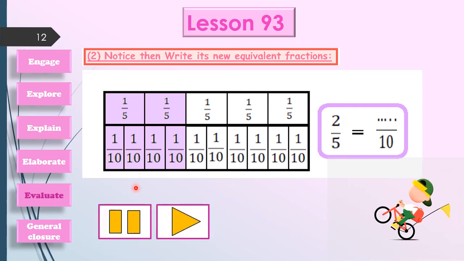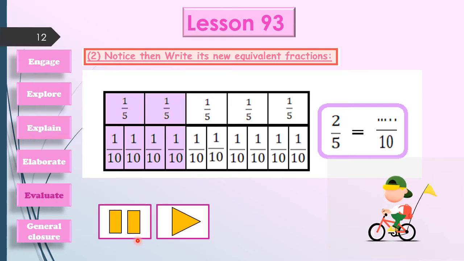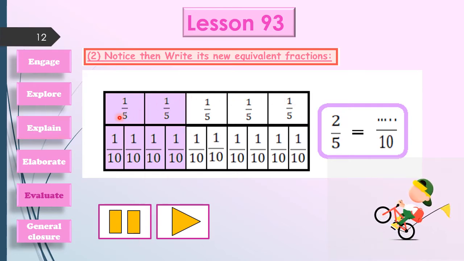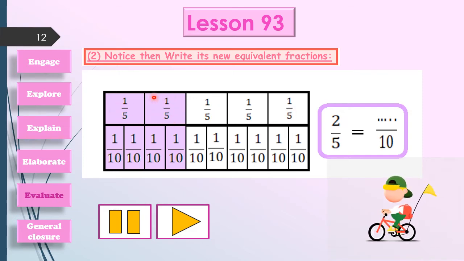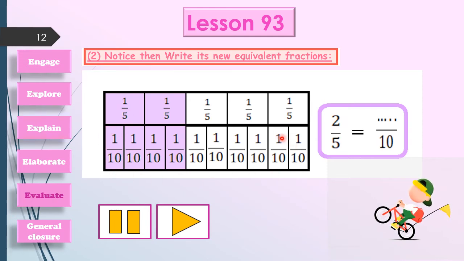Just press pause, then press play to listen to our explanation. Here we have 2 fraction strips. The first one is divided into 5 equal parts. Just color 2 parts out of 5. It will be 2/5. And the second strip is divided into 10 equal parts, and we colored only 4 parts out of 10. It will be 4/10.